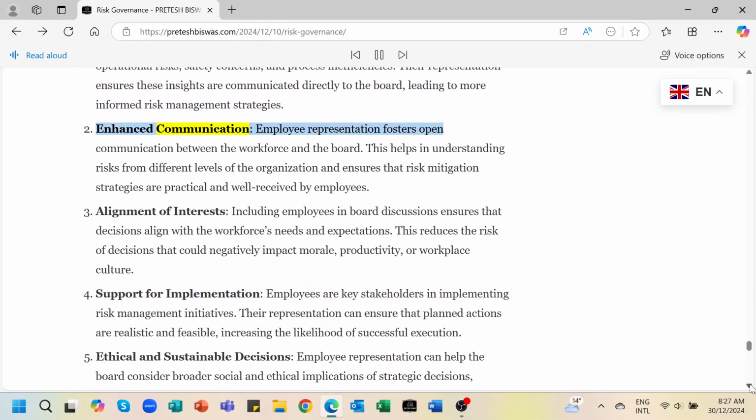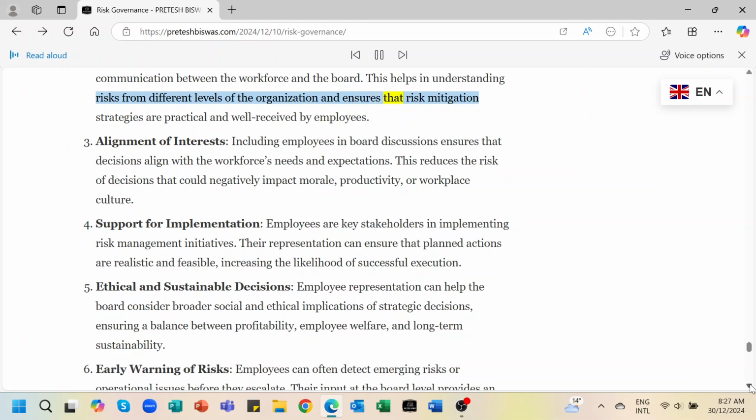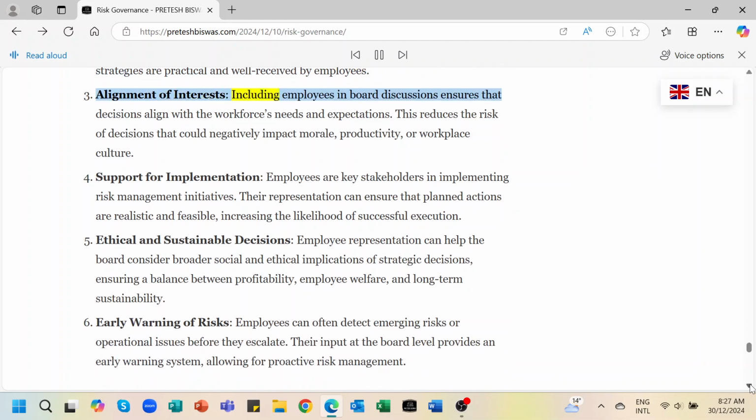Enhanced communication. Employee representation fosters open communication between the workforce and the board. This helps in understanding risks from different levels of the organization and ensures that risk mitigation strategies are practical and well received by employees. Alignment of interests. Including employees in board discussions ensures that decisions align with the workforce's needs and expectations. This reduces the risk of decisions that could negatively impact morale, productivity, or workplace culture.